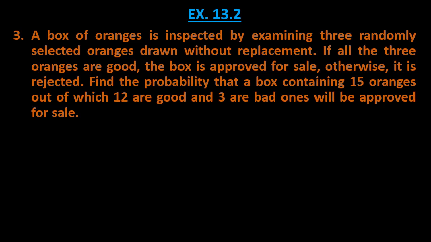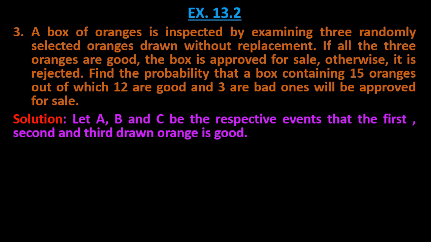Find the probability that the box containing 15 oranges, out of which 12 are good and 3 are bad, will be approved for sale. So in a box there are 15 oranges, and out of 15, 12 oranges are good and 3 are bad. And we need to take out 3 oranges one after another without replacing back. Let A, B and C be the respective events that the first, second and the third drawn orange is good.